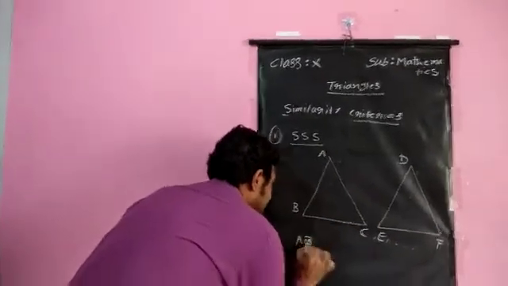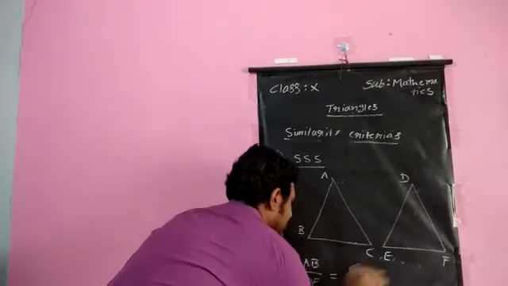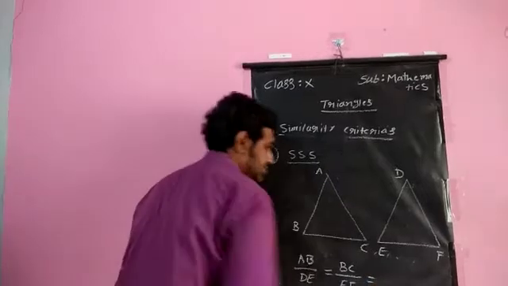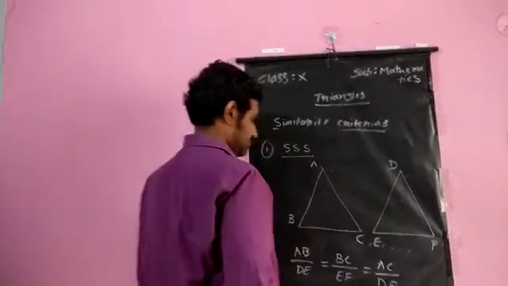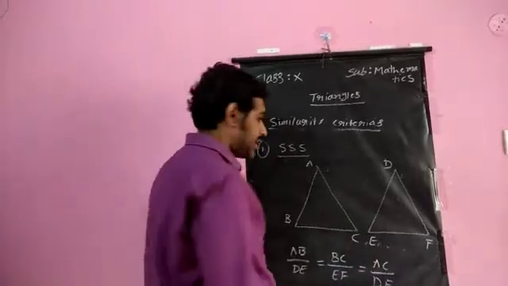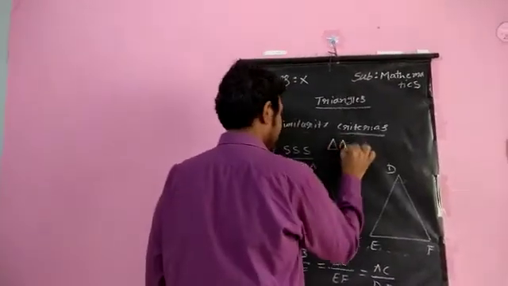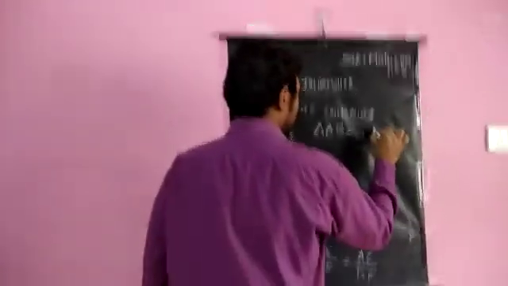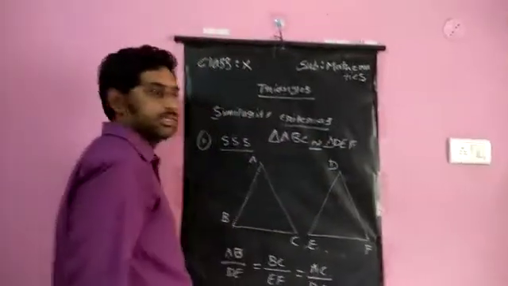The ratio of these sides, if you write AB by DE, that equals the other one, BC by EF, that equals AC by DF. If these three are equal, the ratio of the corresponding sides equal, then also we can say that these two triangles are similar. If I write the symbolic form here, triangle ABC is similar to triangle DEF. This is the symbol which we use for similarity.